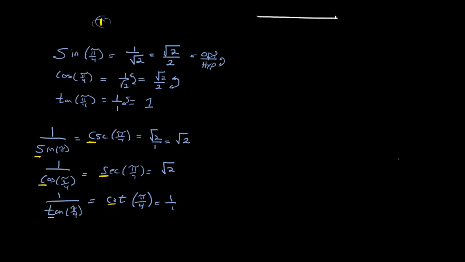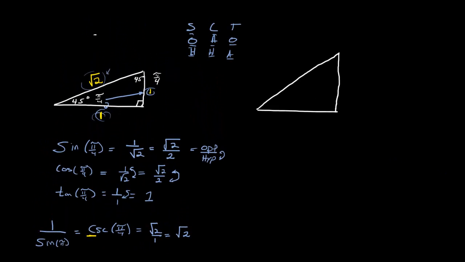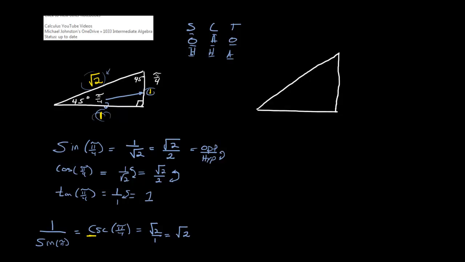So all of our angles dealing with pi over 4, 45 degrees, are very important. The same thing goes for triangles or angles of 30 and 60 degree nature.